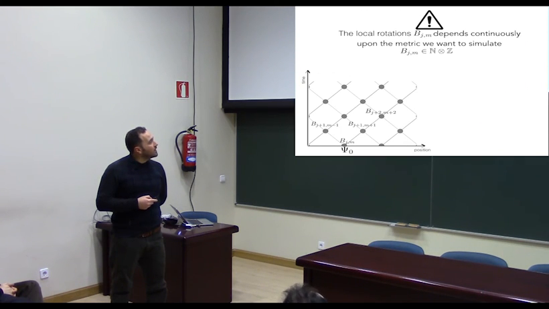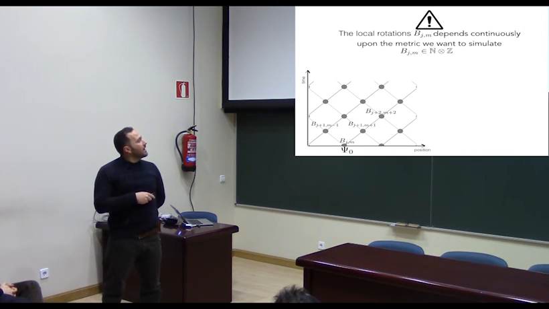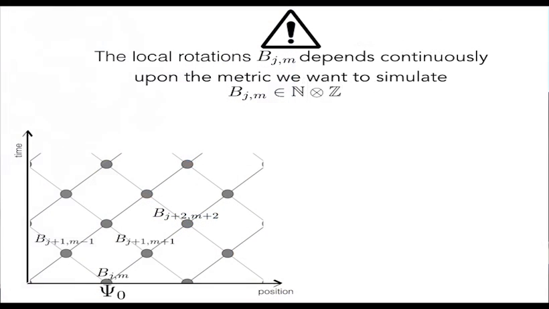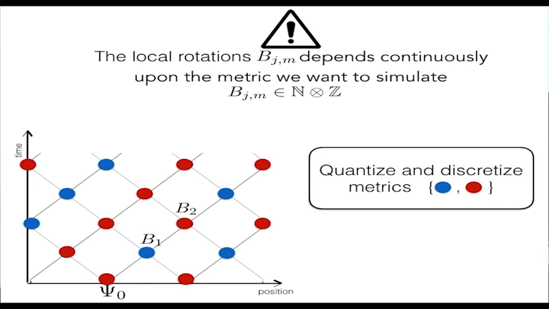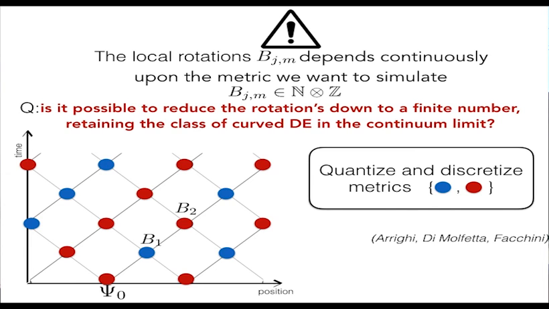Okay, so what I was saying is that in principle we need an infinite number, countable, but infinite, of local unitaries. It's not exactly what I want. So we can wonder if we can discretize this space-time metric. For instance, imagine that we have a two-dimensional basis with blue unitary and red unitary, because it's even less expensive in your lab. You need just to be able to split two unitaries. And you plug these unitaries in the quantum network in such a way to preserve the same continuum limit as before. So the question is: is it possible to reduce the rotations down to a finite number, retaining the same class of curved Dirac equation in the continuum limit? Well, the answer is yes.